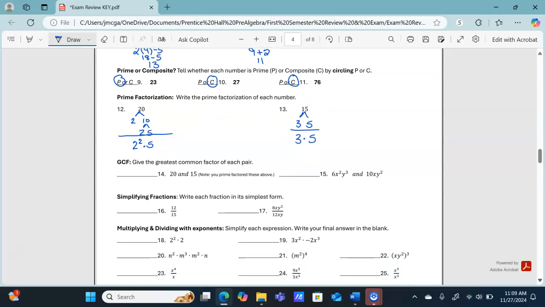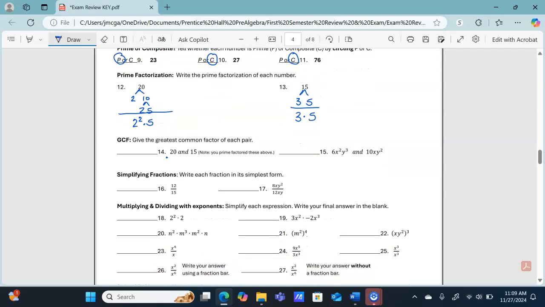For your greatest common factor, we list them differently. 2 times 2 times 5 for 20. I listed them out separately. And then for 15, it was 3 times 5. So now we have to find what they have in common, and they only have a 5 in common.